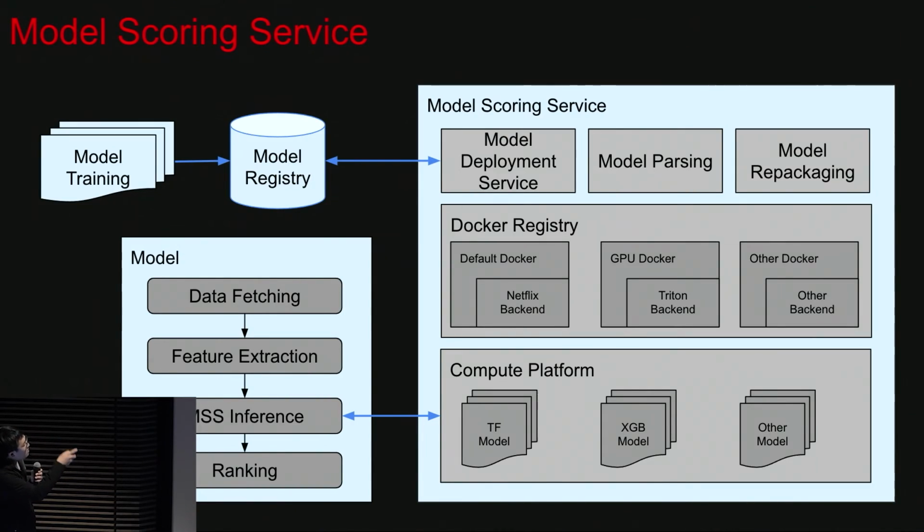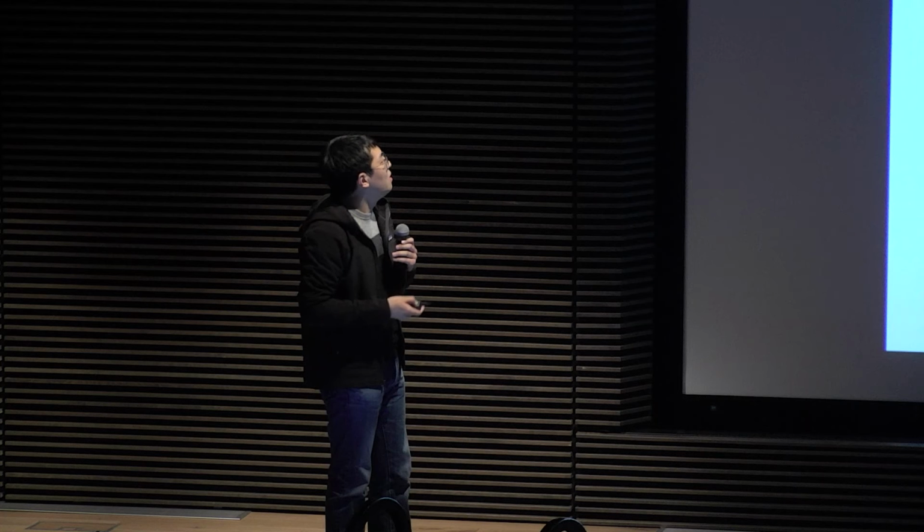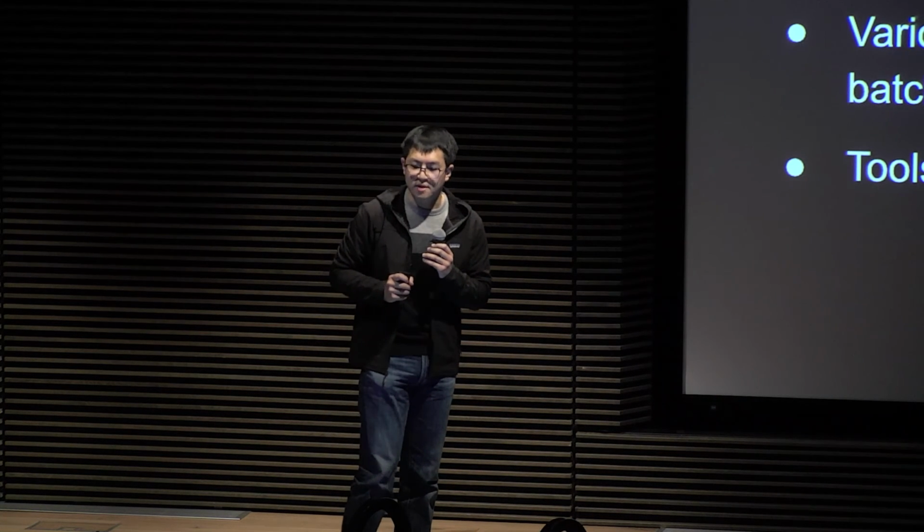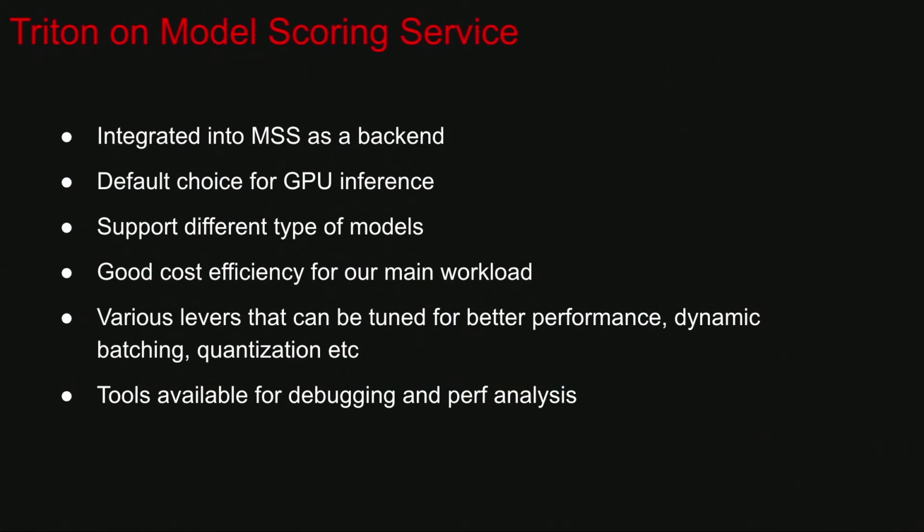As you can see, one of the Docker images we have is the Triton backend. This is where we integrated Triton into the model scoring service. We built it as a backend of MSS. While it can be changed at any time, we have different backends for different purposes, but Triton is our default choice when GPU inference is required. And the good thing about it is that Triton supports different types of models.